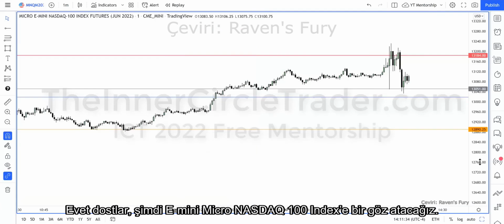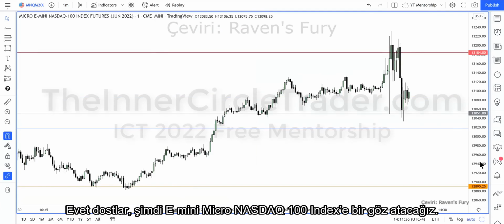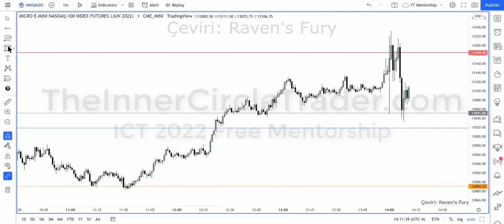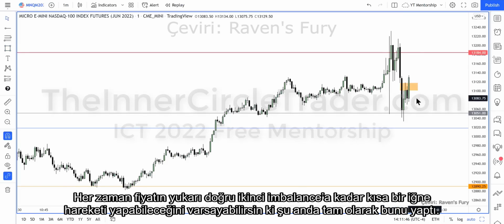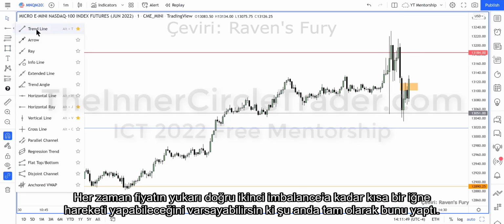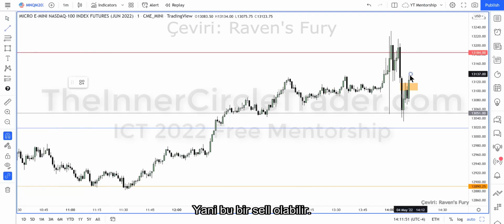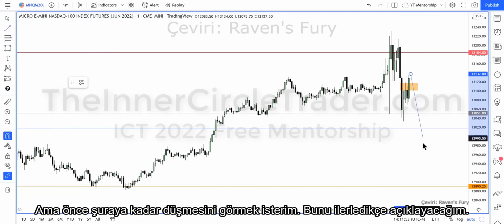All right, folks, I'm going to take a look at the E-mini Micro NASDAQ 100 index. Okay, and I'll show you the imbalance we're in here. This is the initial one. You can always imagine it could stab up into the second one, which it's essentially just done now. So that could be a sell. I'd like to see it come down here first.